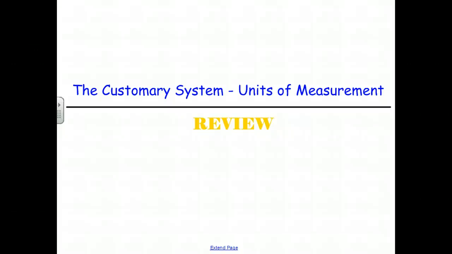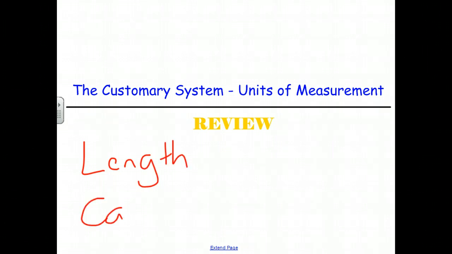So to review, the units of measurement in the customary system. We have three primary units that we look at, three primary different measurement systems. We have units for length, we have units for capacity, and in the customary system, unlike in the metric system, we do not have a unit for mass, we have units for weight.